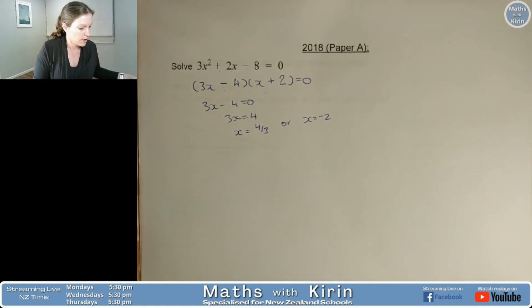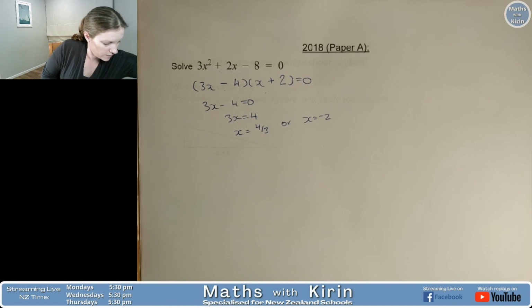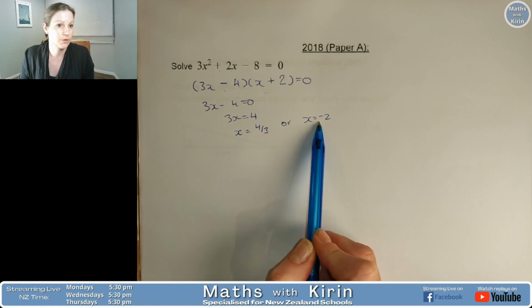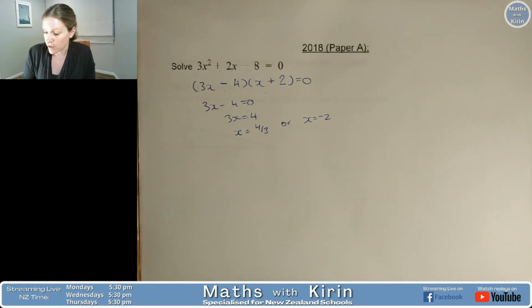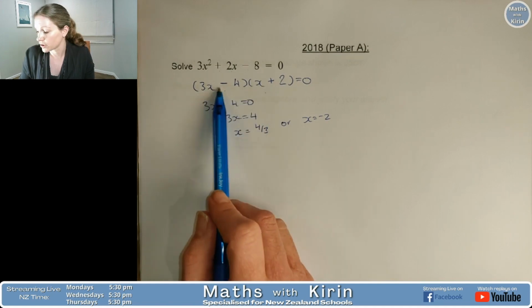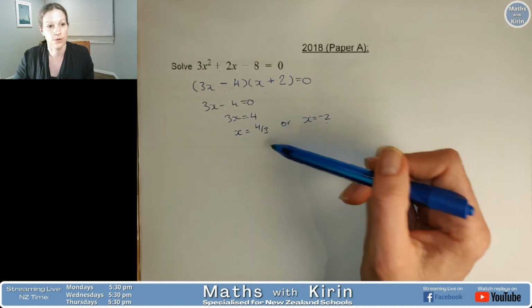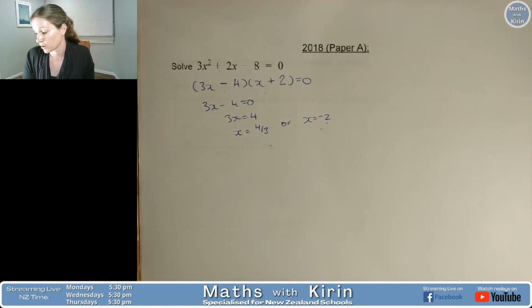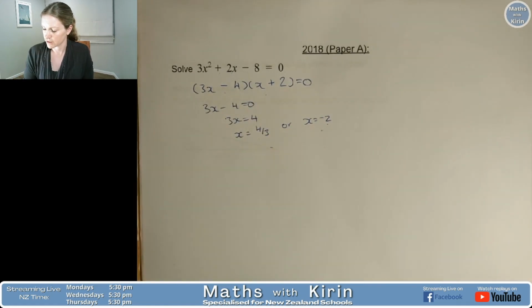Okay, so this is a merit question. So if you get your two solutions, 4/3 and negative 2, you get merit. For achieved, you either correctly factorize, so you get this far, or you don't factorize correctly, but you get two solutions that are consistent with your factorized expression.